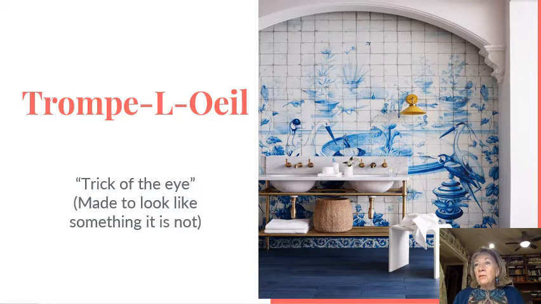This is a bathroom application made to look like tile, but it's actually wallpaper. This is called trompe-l'oeil, which is a French term meaning trick of the eye, meaning it's made to look like something that it's not. In this case, the wallpaper is made to look like tile. My preference for that wall would have been just to do it in tile instead of using a wall covering that looks like tile. But, you know, that's personal preference. So this is an example of trompe-l'oeil, which is a type of look.